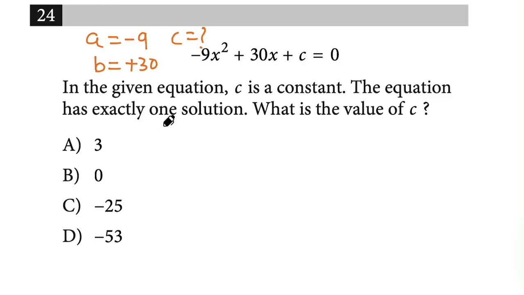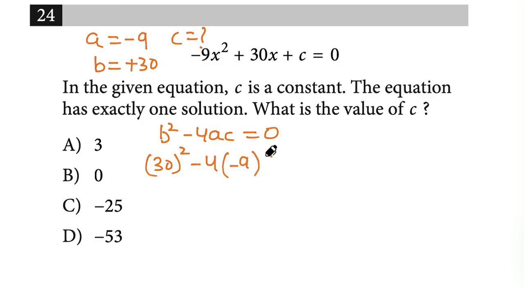So the discriminant is b squared minus 4ac, and due to exactly one solution, that is equal to 0. So this is 30 squared minus 4 times a, which is negative 9, times c, the number we have to calculate. So 30 squared means 30 times 30, which is 900. Negative and negative is positive, 36c. So 900 plus 36c is equal to 0.